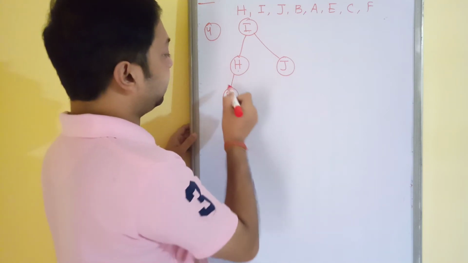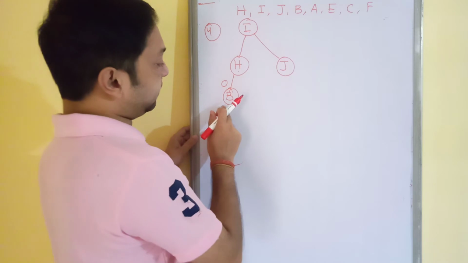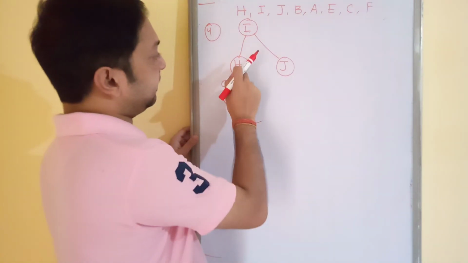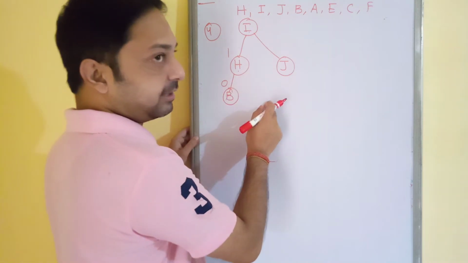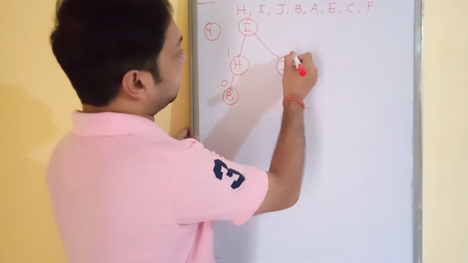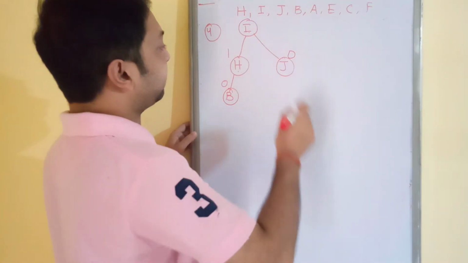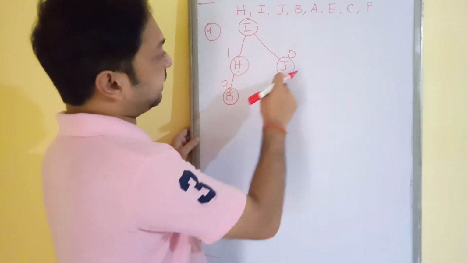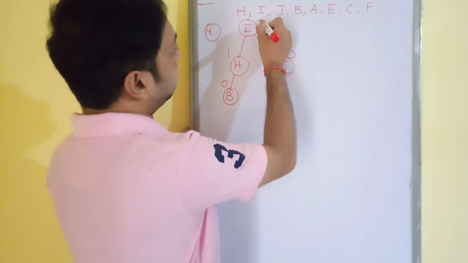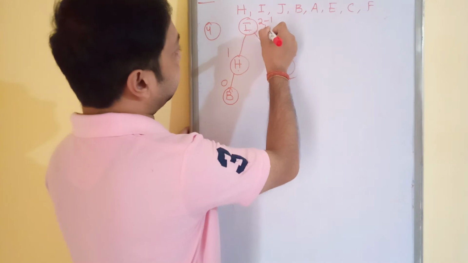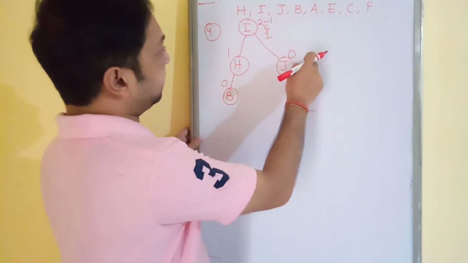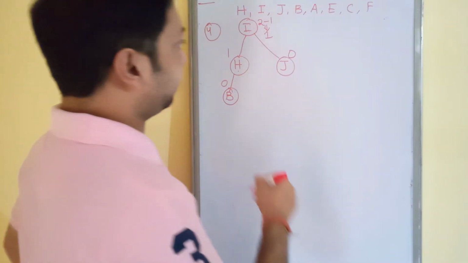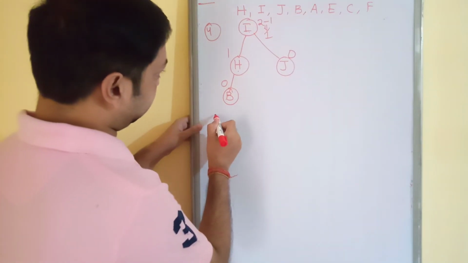So B. Calculate. This is 0 because no left subtree, no right subtree. For H it will be 1 because the left subtree is 1, no right subtree. 1 minus 0. So now this is 0. Now for I, calculate. On the left hand side 2, right hand side 1. So 2 minus 1, that is your 1. Now you can see the valence factors are 0, 0, 1, 1. So already it is balanced. Now move to the next part.